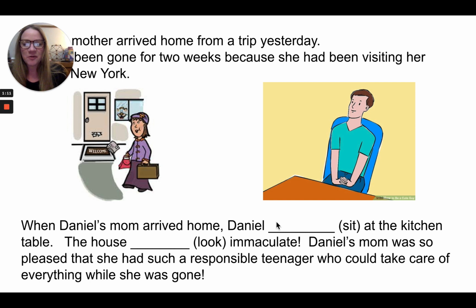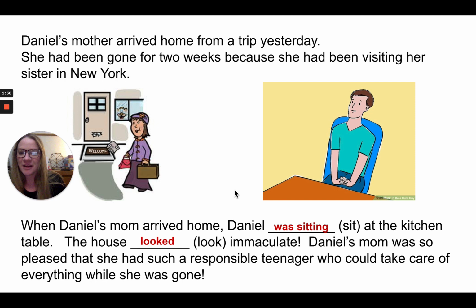So when Daniel's mom arrived home, Daniel was sitting at the kitchen table, past progressive, right? The house looked immaculate, simple past, right? Okay, very good. So we're going to continue this story, and in a moment I'm going to introduce our new verb tense, but I'm very glad that you have guessed the old verb tenses in our little review.